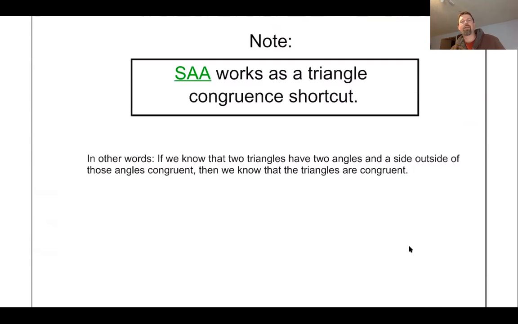Note, side angle angle also works as a triangle congruence shortcut. If you've got that situation with two triangles having those parts congruent, the triangles themselves are congruent in all of their parts, all their other sides, all their other angles.